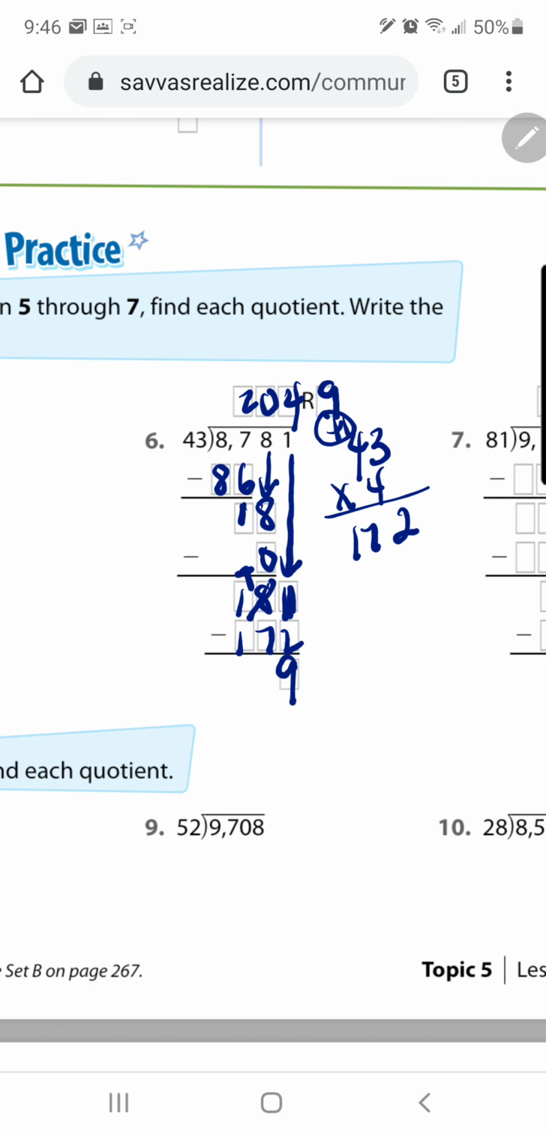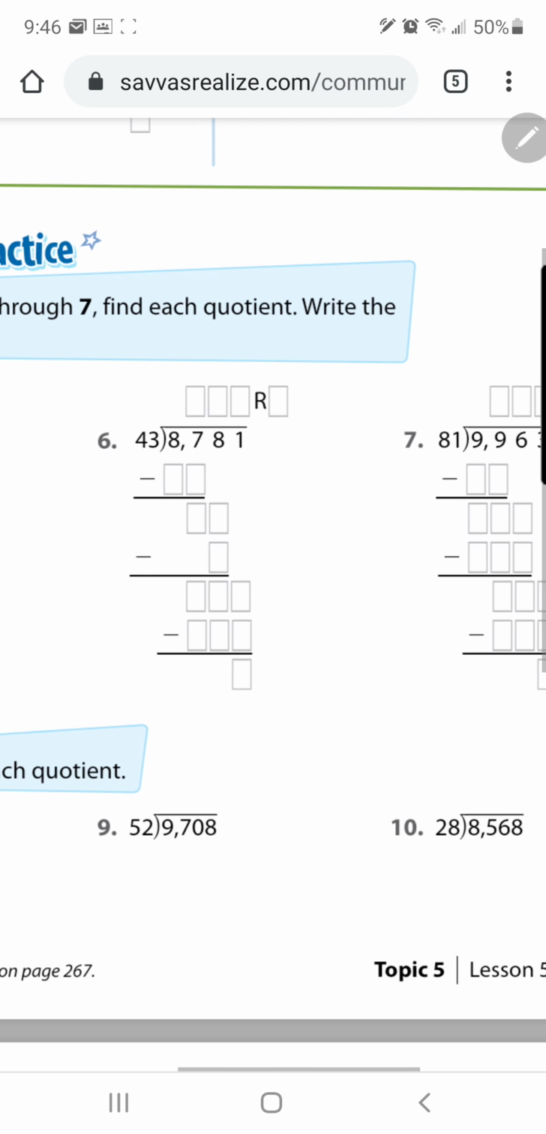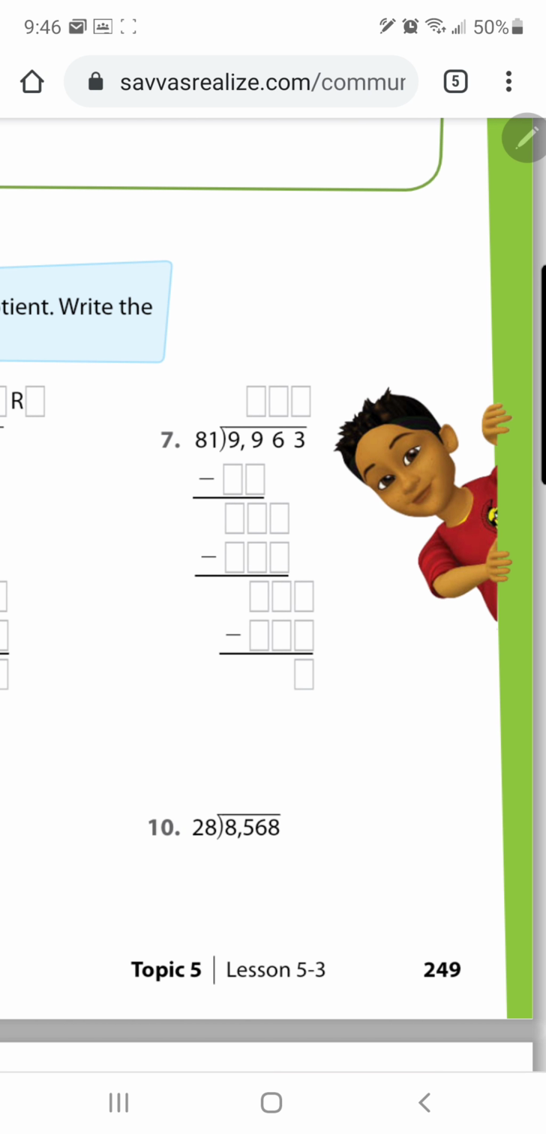Okay, we're going to do one more, and then, of course, after that, you can do the rest either for practice or on your own for tomorrow's test. All right, so let's go ahead and go into number 7. And again, if you look at the problem carefully, there is no remainder in this one.